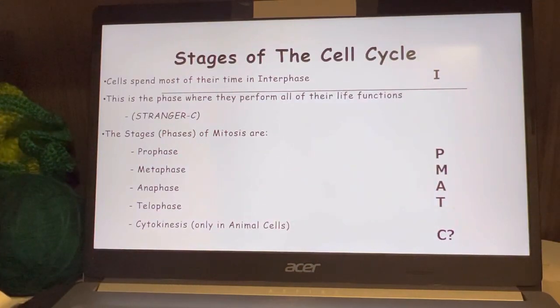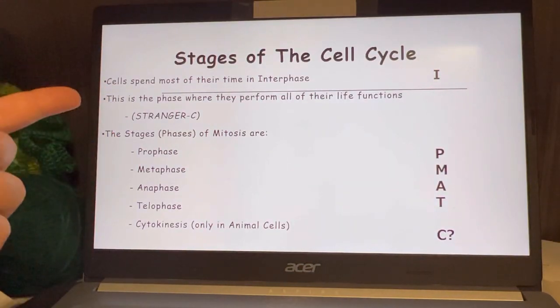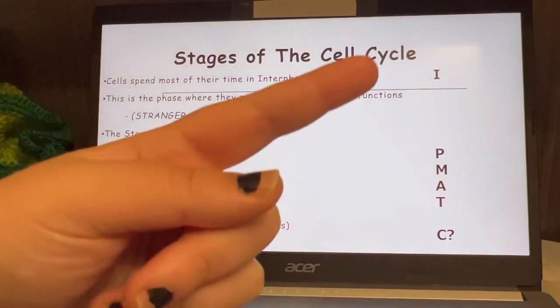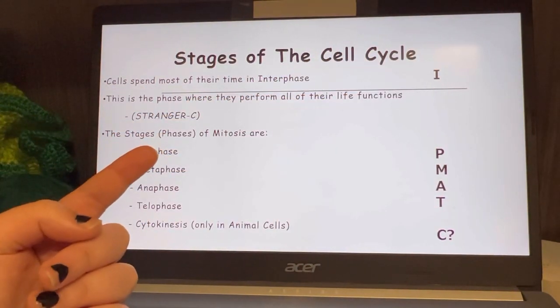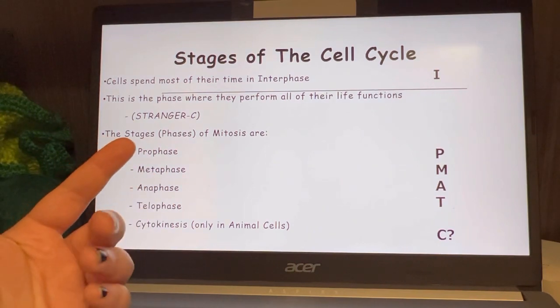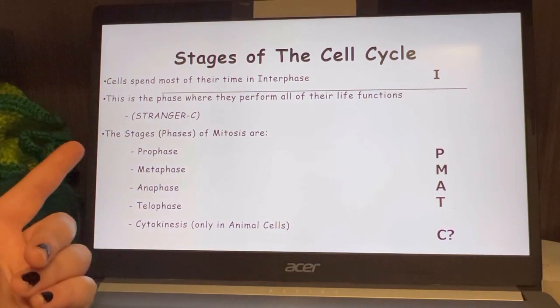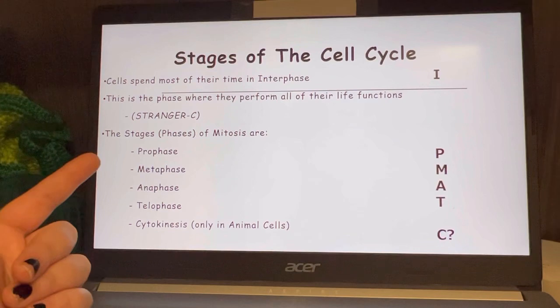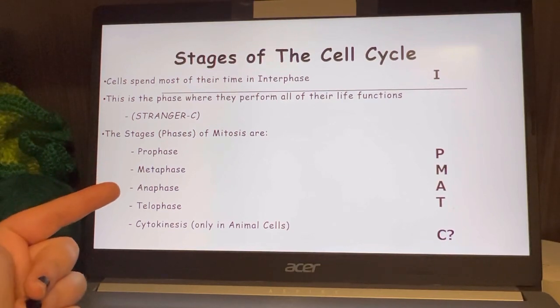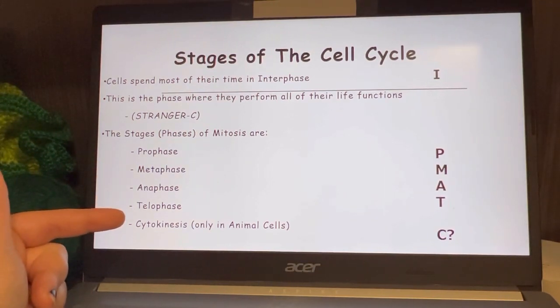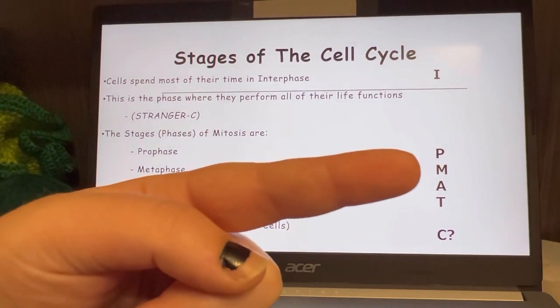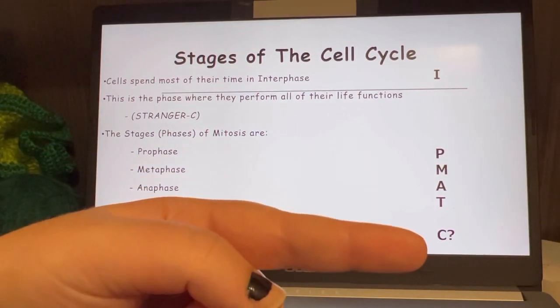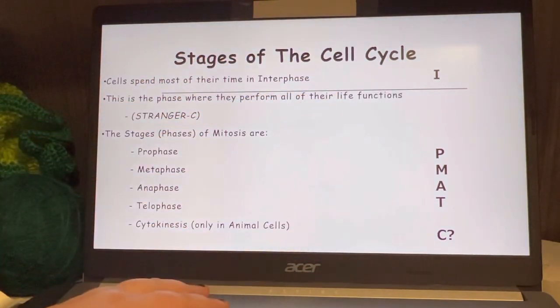Okay. Stages of the cell cycle. Cells spend most of their time in interphase. That's I. This is the phase where they perform most of their life functions. Alright, the stages of mitosis are prophase, metaphase, anaphase, telophase, and cytokinesis, which only occurs in animal cells. So, prophase, metaphase, anaphase, telophase, cytokinesis, and interphase up the top there.